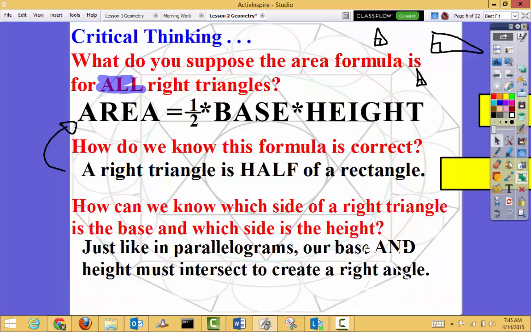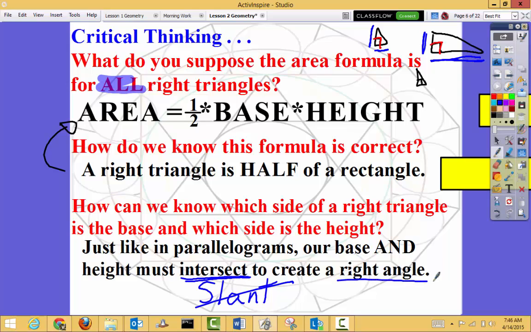Well, think back to that rectangle and those parallelograms from yesterday. Our base and height must intersect to form a right angle. So wherever you see that right angle forming, so right here in these examples, that's going to be your base and height. So here's my base, here's my height. Here is my base, here is my height. It is not the slant. So you're looking for where the intersection is for that right angle.